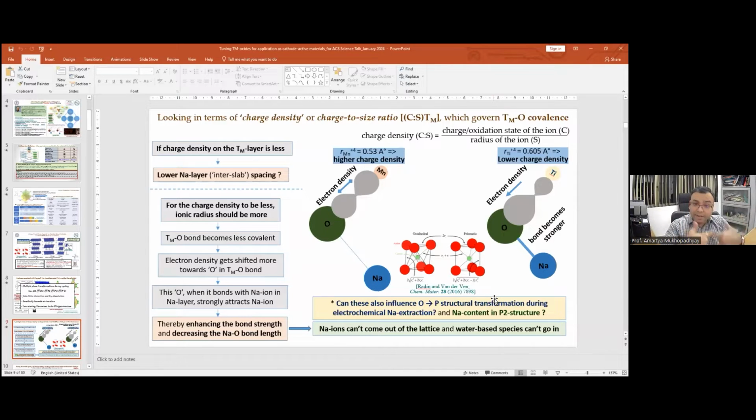But if we can render them water stable, just like I was talking about for this sodium transistor metal oxide, then we can prepare the slurry using water, and we won't be needing NMP, which is good to do away with. So that is the first part of the question.